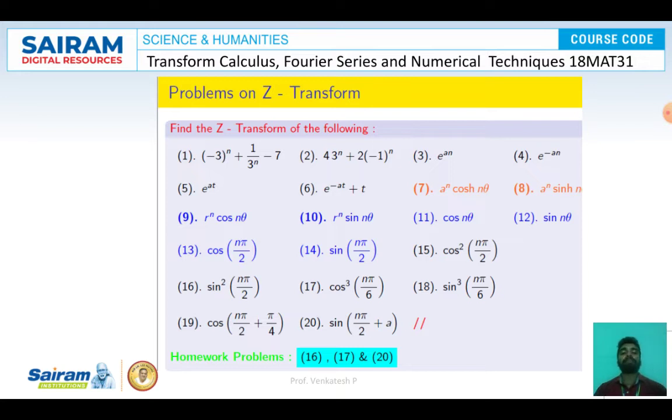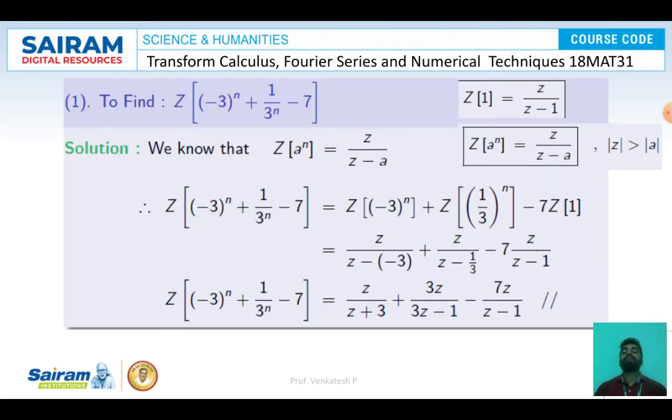So first one is find the Z transform of (-3)^n + (1/3)^n - 7. The first thing is we'll be applying Z transform on both the sides, and to solve this problem I am going to make use of the Z transform of one formula, that is z/(z-1), and the Z transform of a^n formula, that is z/(z-a), with the condition |z| > a.